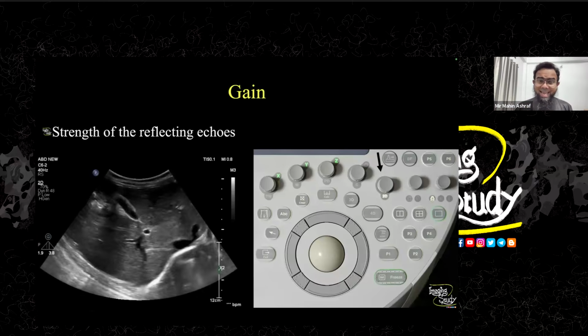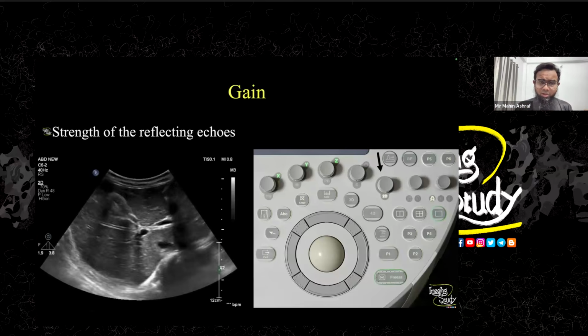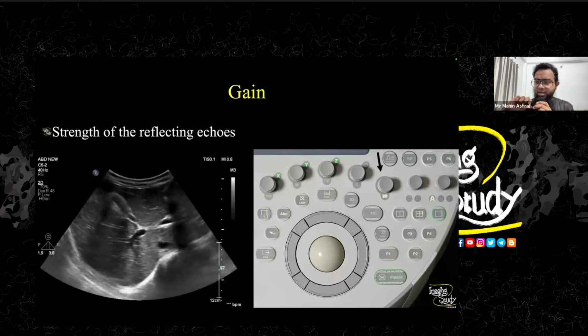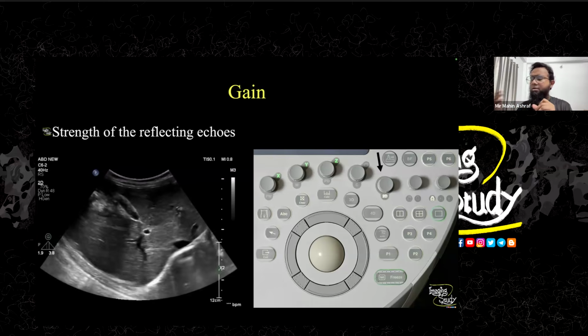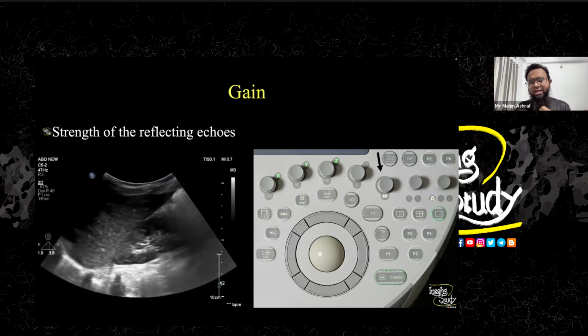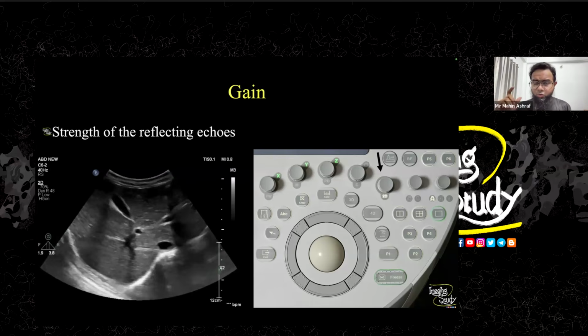So now come to the gain. Gain is the strength of reflecting echoes. As I'm using a microphone, I can increase the gain. If you are having a microphone and singing songs, if you increase the gain, it will disturb the audience. Like if I shout right now, I don't want to do that, it will create a very big gain. So this is nothing but the strength of reflecting echoes.